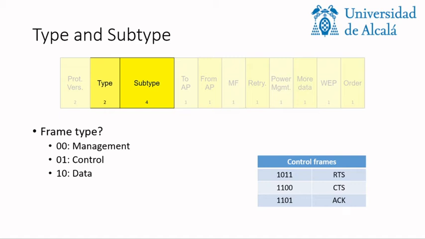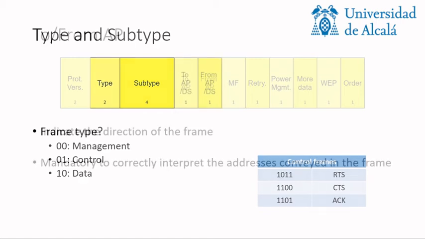The second and third fields are the type and subtype. So the frame type indicates whether it's a management frame, control frame, or data frame. In the case if it's a control frame, you can see some examples on the right side. For example, if it's an RTS or CTS or an ACK, you would have as subtype the values that you can see in the table.